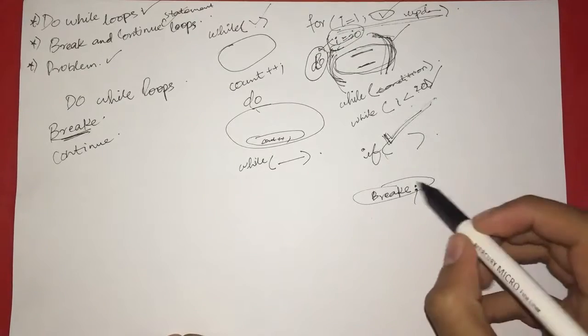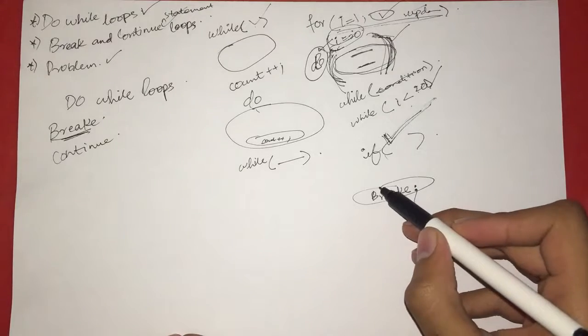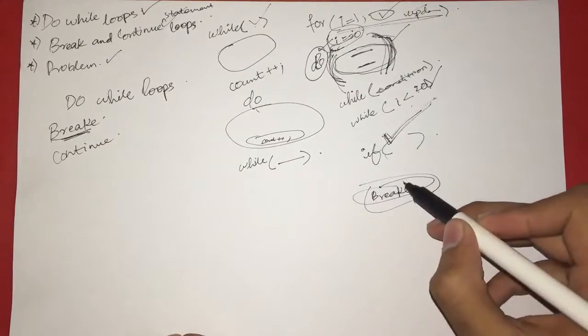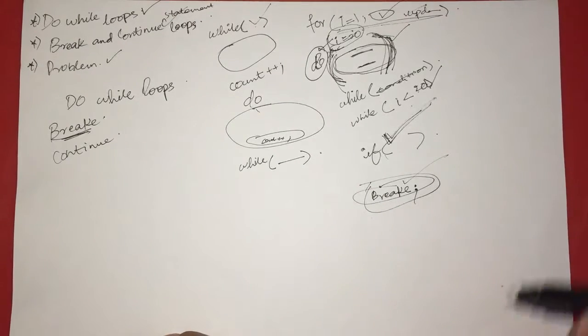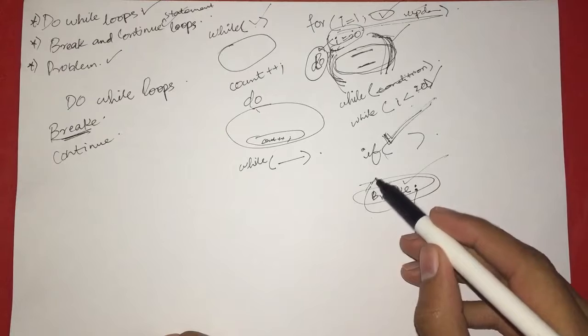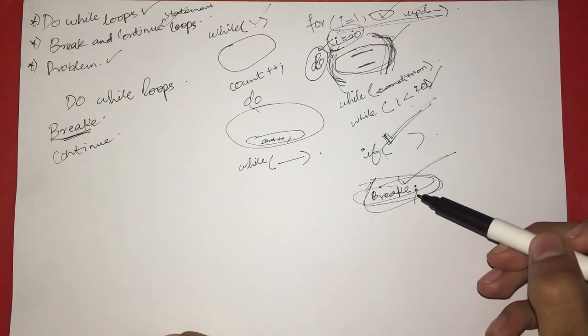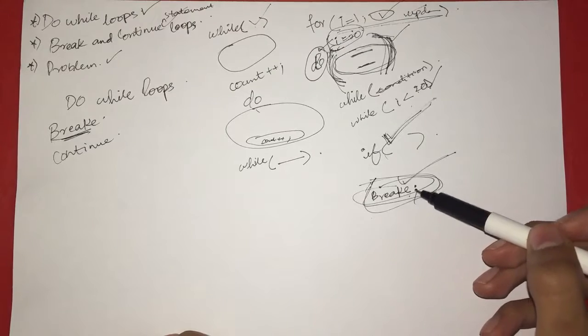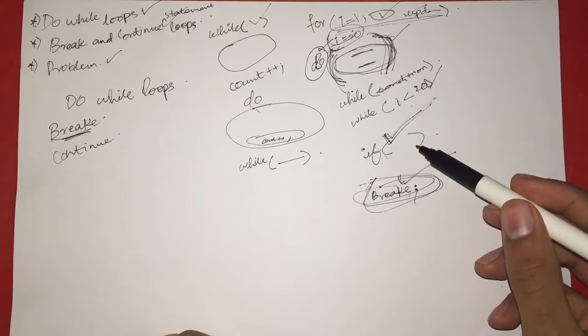So whenever the compiler sees this break statement, it immediately jumps out of the loop, or exits the loop, immediately after seeing this break statement. So where do we use it? We use it when we want to exit the loop immediately when certain conditions are met.